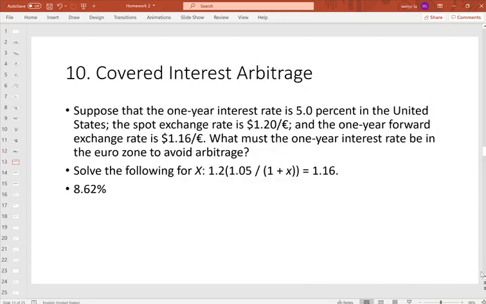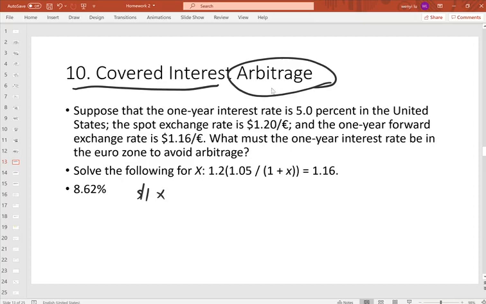Next one, another question is for covered interest rate parity, but here it is about arbitrage, and we mentioned this one in class. We have the case of two countries. For example, if you have $1 in the US, you can get $1 times 1 plus the US interest rate after 1 year.